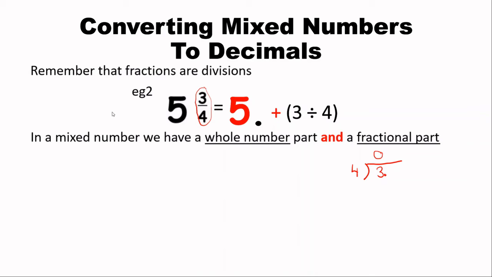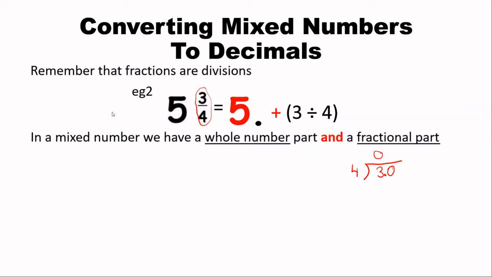I can put a decimal after this 3, and I put a 0 after that decimal. 3.0 has the same value as 3, but I'm going to treat this as if it's 30. I'm going to do 4s into 30, and I know my 4s times table quite well. 4 times 6 is 24. 4 times 7 is 28. 4 times 8 is 32, but that's too big.